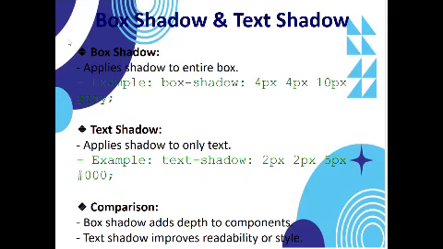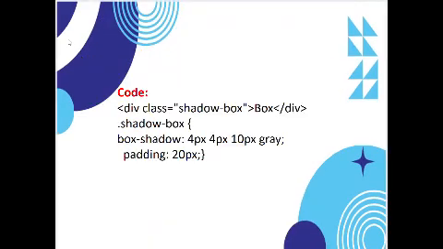Example, text shadow of 2 pixel and 5 pixel in black color. Slightly, in the words, it will show the shadow of that black color. Box shadow adds depth to components, whereas text shadow improves the readability and style. This is the example.